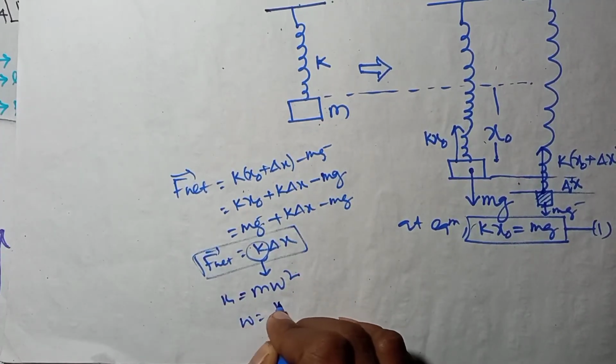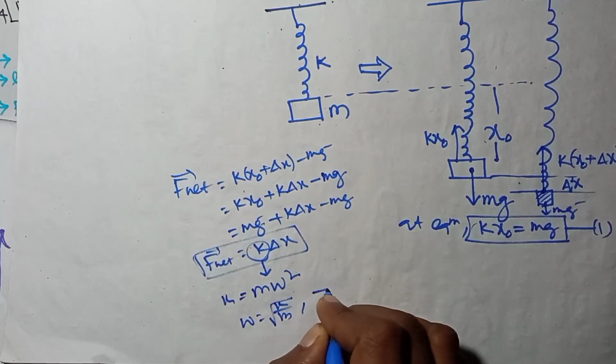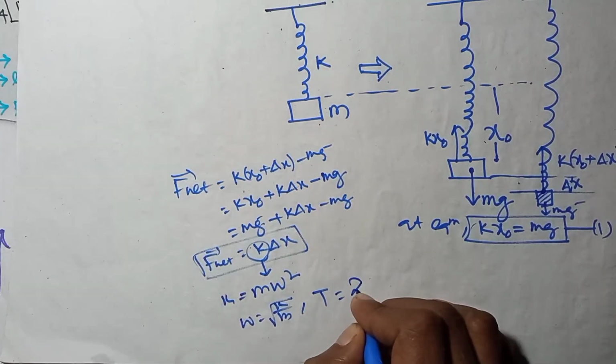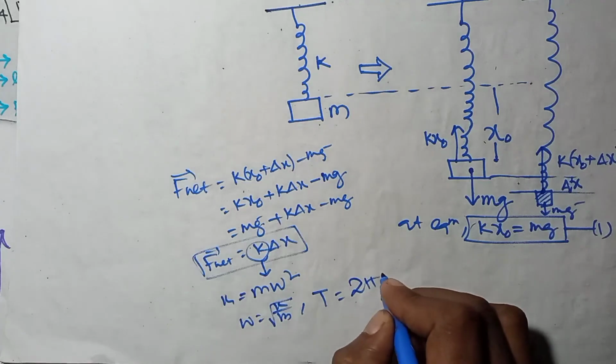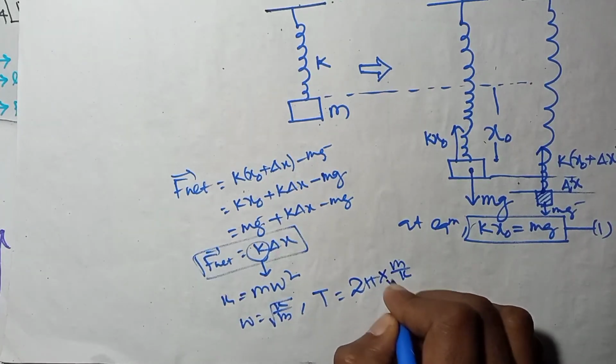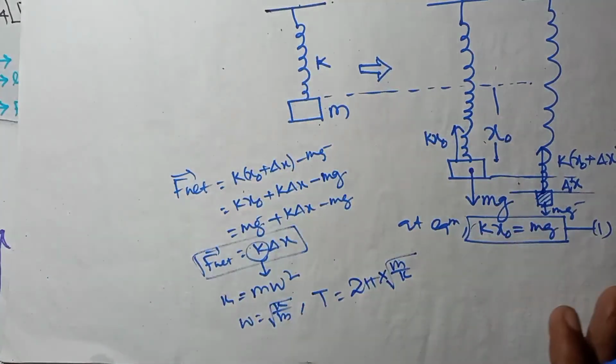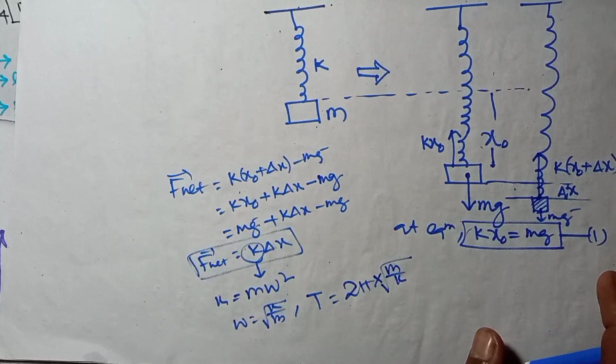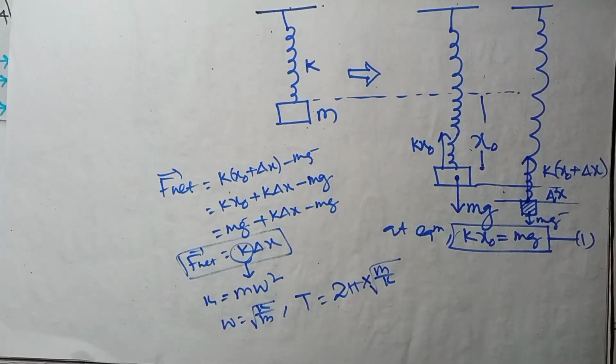So omega will be the square root of k upon m. From this we can find the time period to be 2 pi times the square root of m upon k. This is the basic approach to find the time period. Thank you for watching this video.